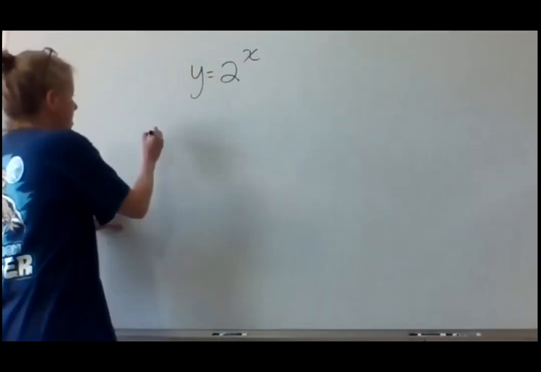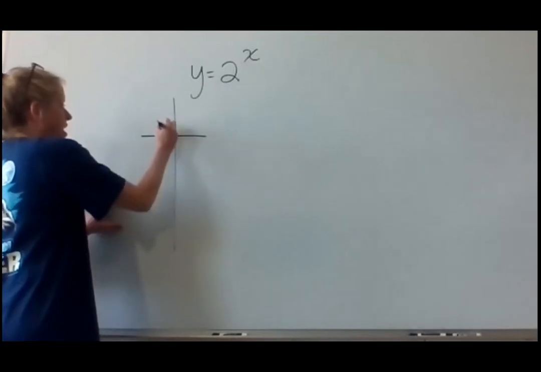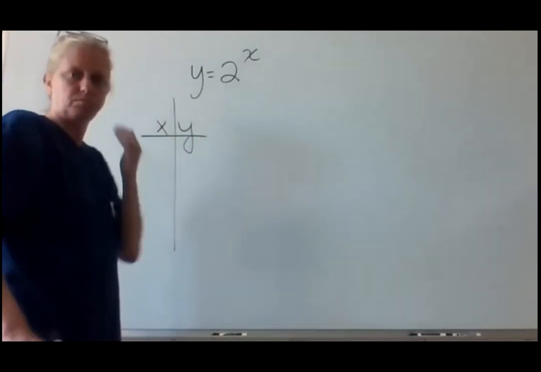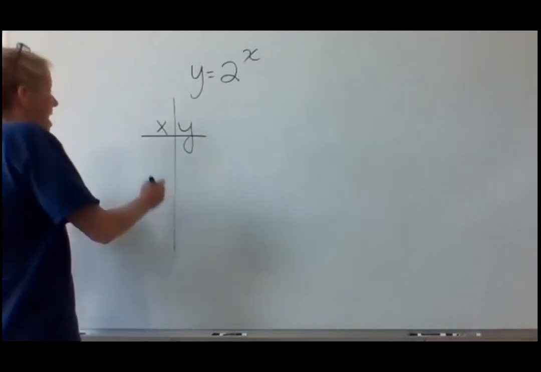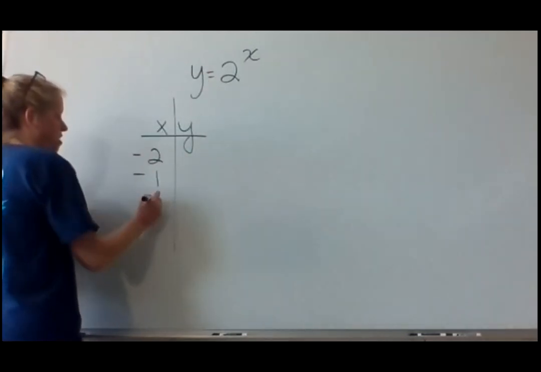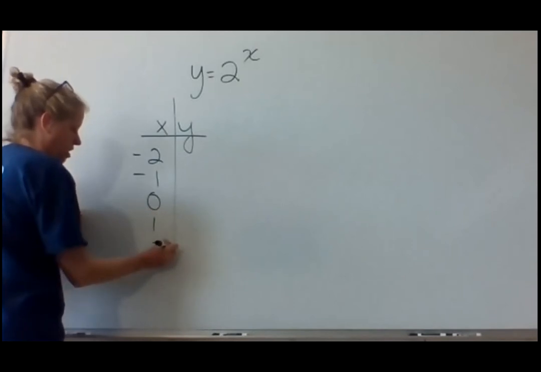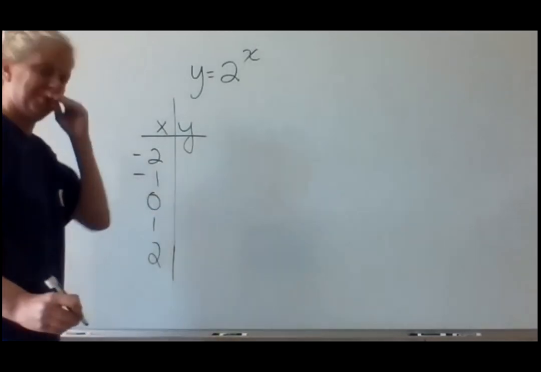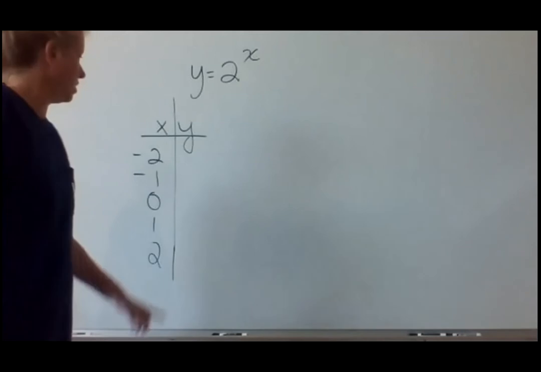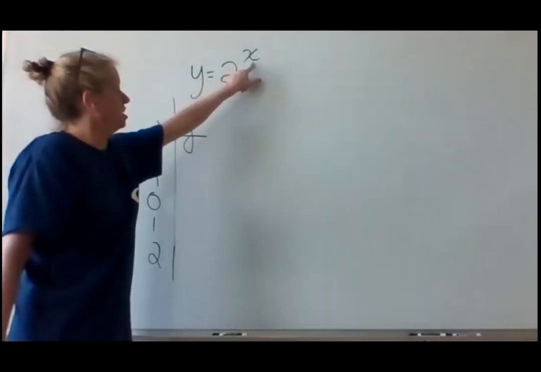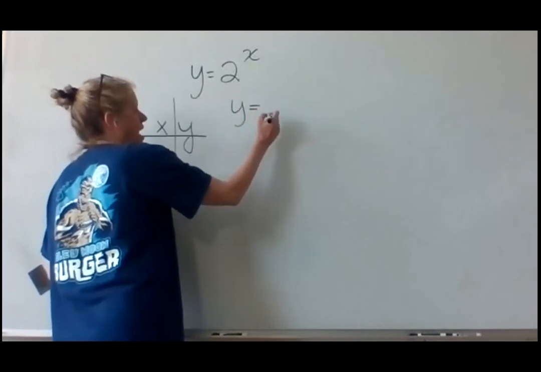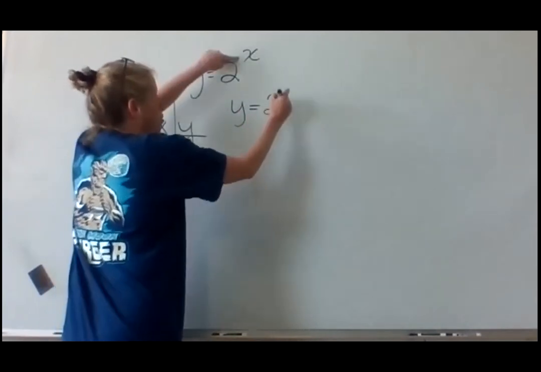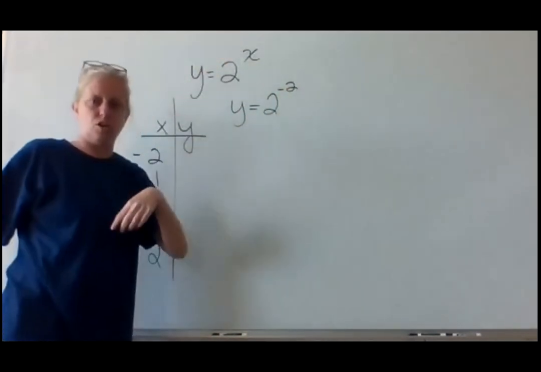So let's just make, like old school, our little XY chart and choose numbers to plug in for this X. I'm just going to choose -2, -1, 0, 1, and 2. So if I replace the X in this function with this -2, what's that going to give me? Y equals 2, replace your X with -2.